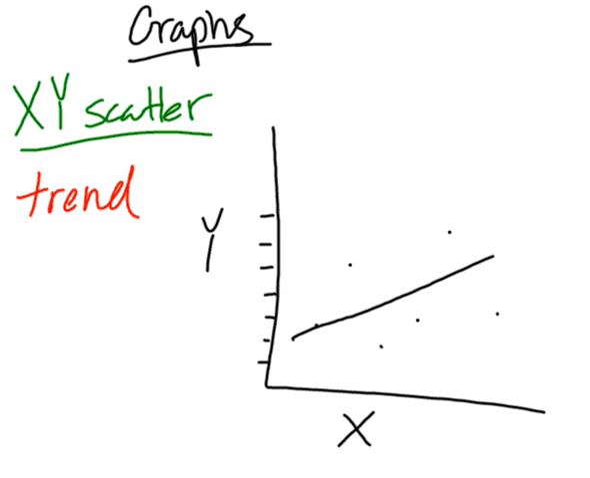For your first lab, your dissolution lab, you are going to do an XY scatter graph, but it's going to be with the rate of dissolution. Your rate of dissolution is going to be on your y-axis. So for your lab, you're going to have rate of dissolution, and then on the x, you're going to have temperature.